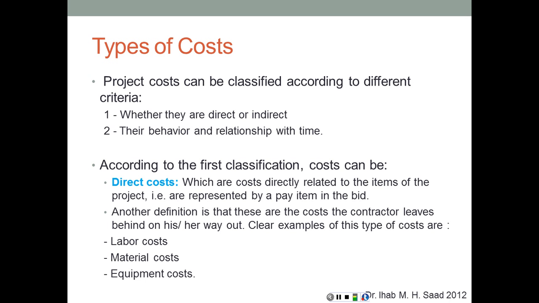According to the first classification, the cost can be either direct or indirect. Direct costs are the costs directly related to the items of the project, which means they are represented by a pay item in the bid. Another definition is that these are the costs the contractor leaves behind on his or her way out in an intentional way. So if the contractor leaves a piece of equipment intentionally, that becomes part of the direct cost. The cost of labor that built the project is a direct cost. The cost of material that was included in the construction of the project is a direct cost. Equipment production is a direct cost. So we have labor, material, and equipment costs. These are, in general, direct costs.